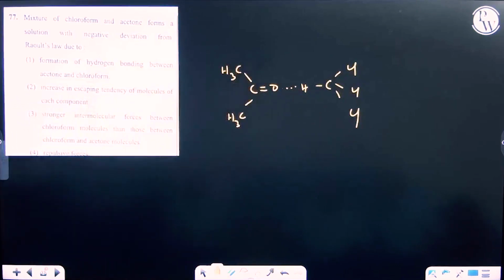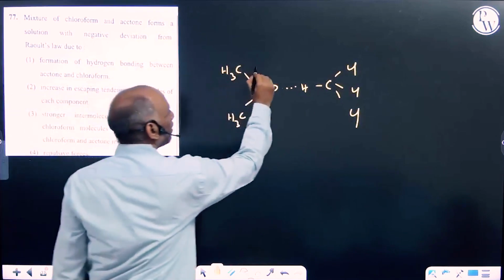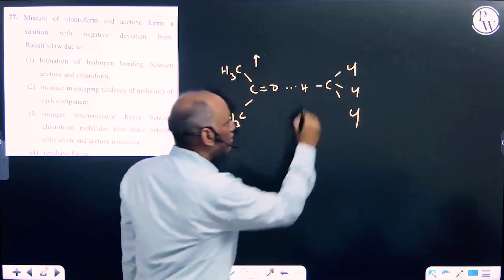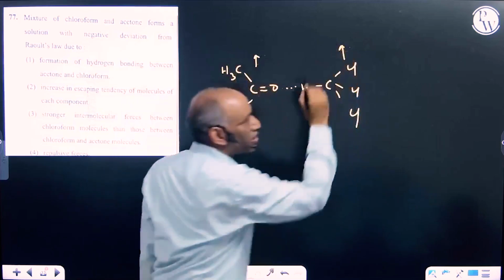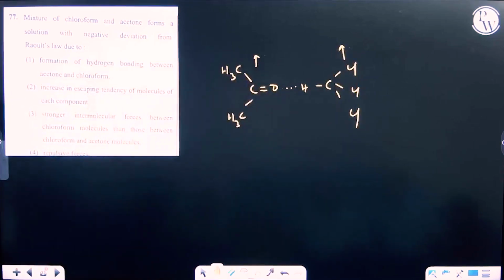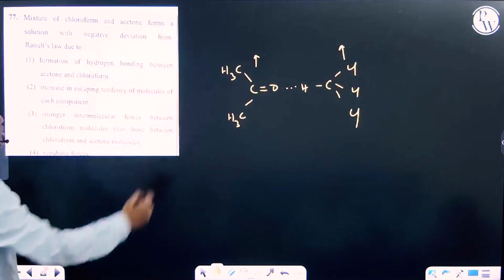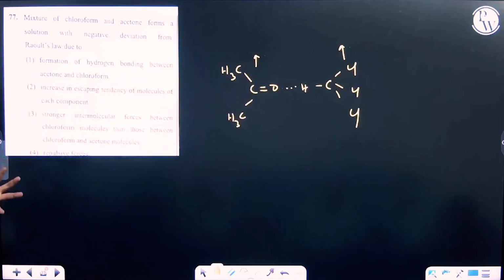Because of the stronger interactions between A and B, the tendency of these molecules to go to the vapor state will get reduced, and hence the solution will exhibit negative deviation. That means the formation of hydrogen bonding between acetone and chloroform will enhance the attractions. Thereby, you will go by this.